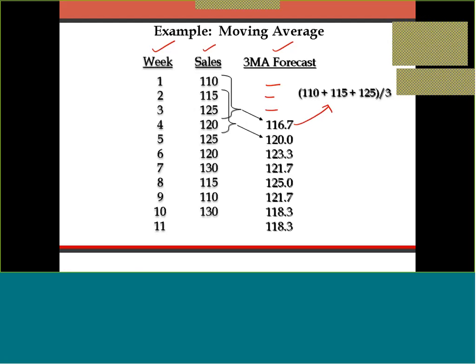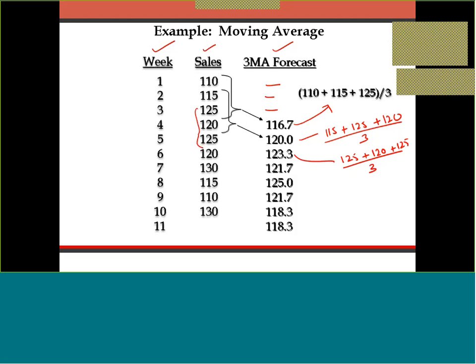Similarly, to calculate the 5th observation, we need to use 2, 3, 4, the most recent 3. That is, for this you will calculate 115 plus 125 plus 120, divided by 3. Similarly, for this you need the 3 most recent, meaning these 3: 125 plus 120 plus 125, divided by 3. Like that we are doing for weeks 4 to 11.